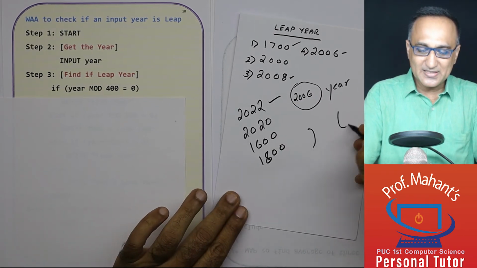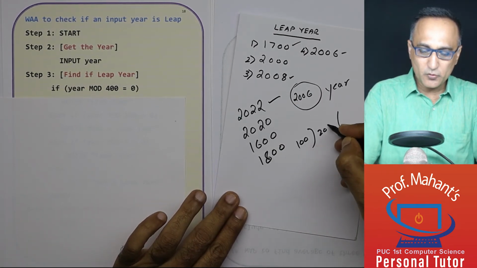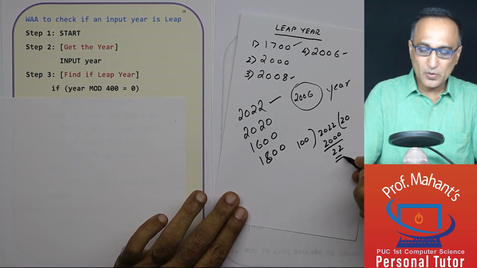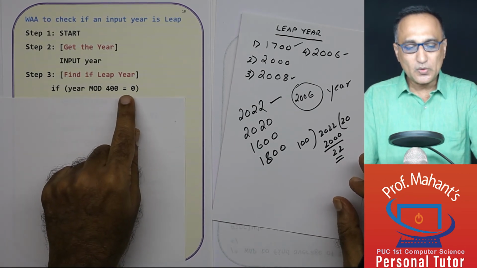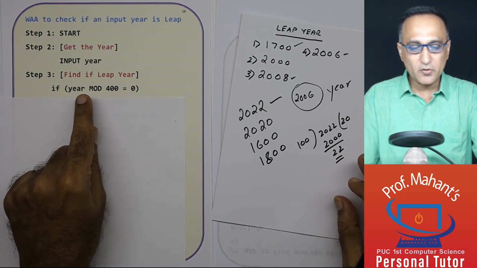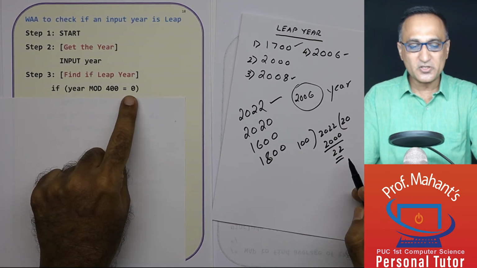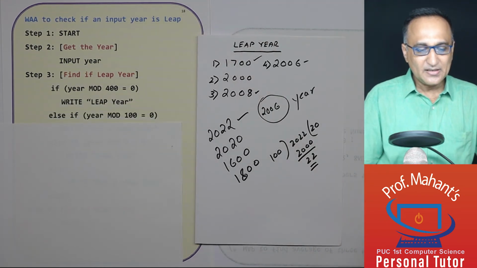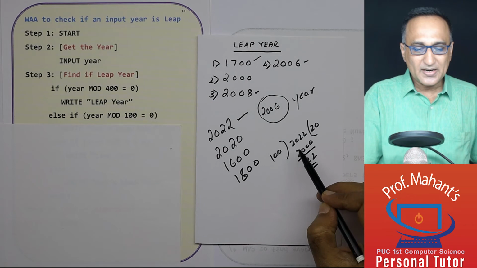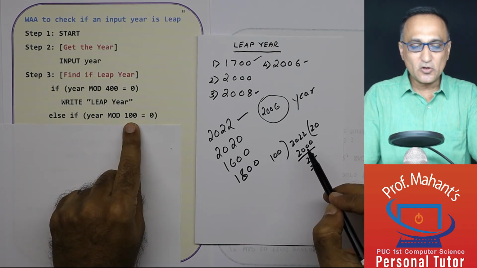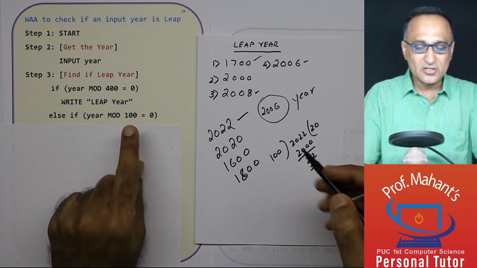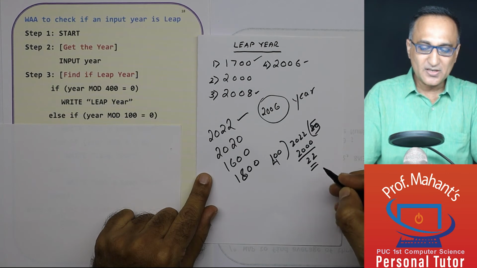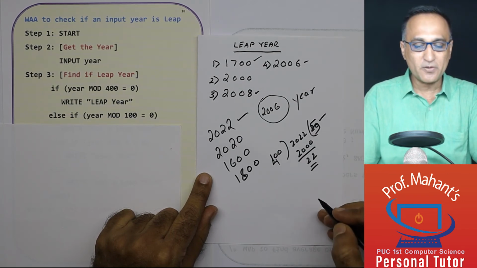2022. So if I have 100 and I try to divide 2022, this is 20 times. So the remainder is going to be 22. Is 22 equal to 0? No. 2022 divided by 400, the remainder is 22, which is not equal to 0. So I leave that. I come to the next line. 2022 divided by 100, is it equal to 0? No. Again, the first should have been 400. 400 into 5 should be 2000. The remainder would have still been 22, but the quotient would have been 5.